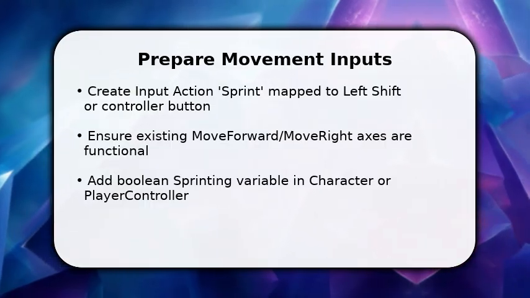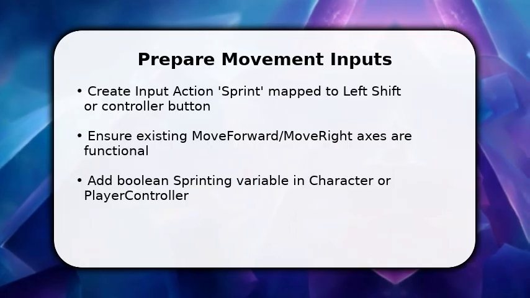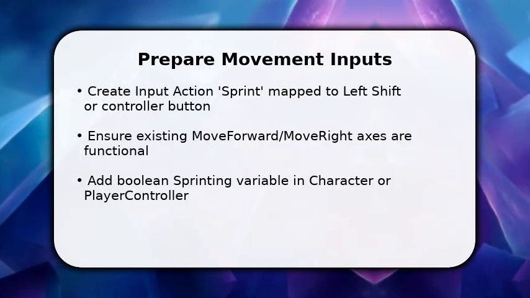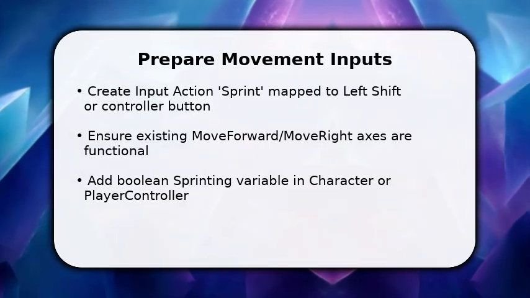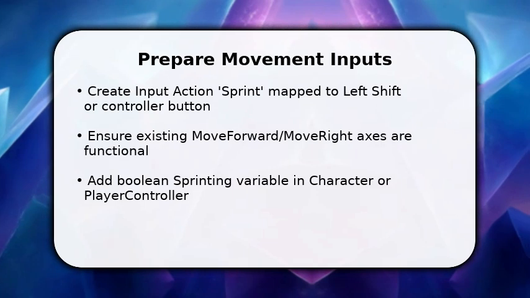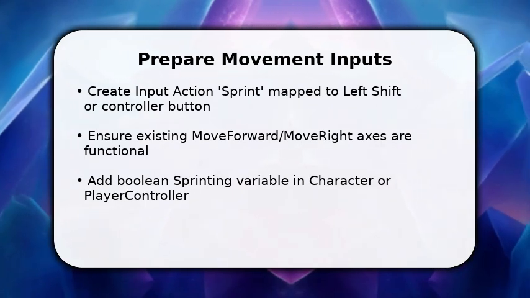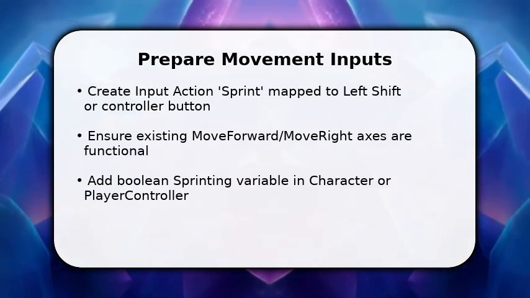Once done, add a sprinting boolean on your character blueprint or controller to track state. Make sure to replicate or expose that variable if multiplayer matters, and immediately test the input, toggles the bool when pressed and released.